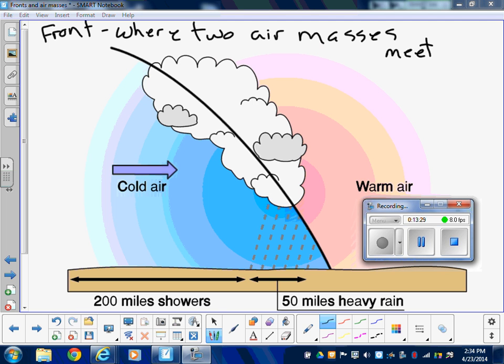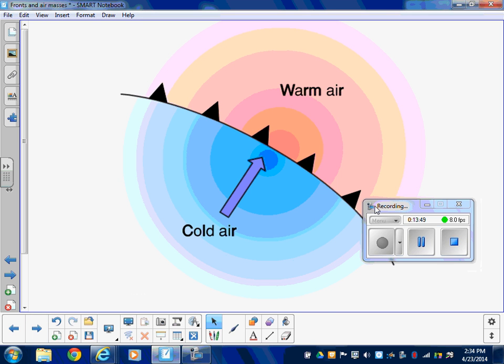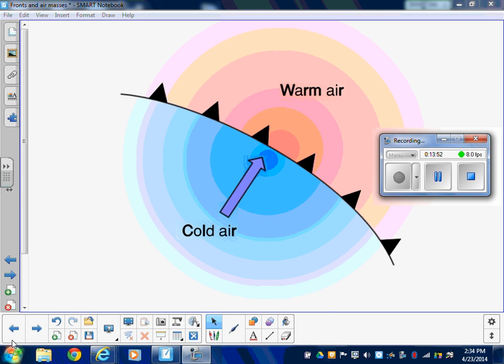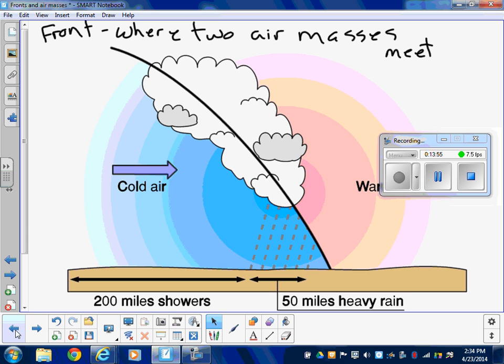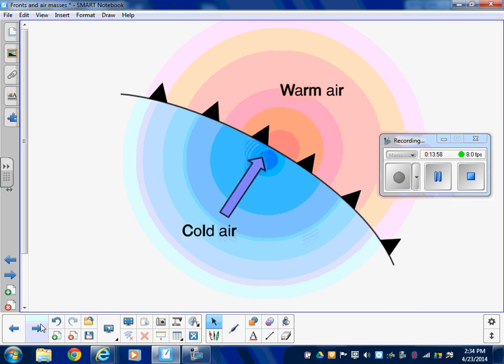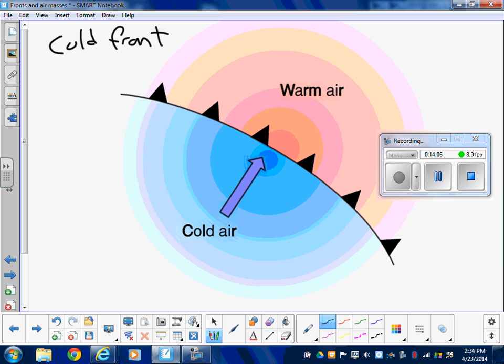Awesome. Okay, so where two air masses meet is going to be a type of front, and usually at the area where those meet, you have changing temperature, changing pressure, and you get weather. In this case, which is the same as this picture here, you've got a cold front, where you have the cold air pushing out the warm air.